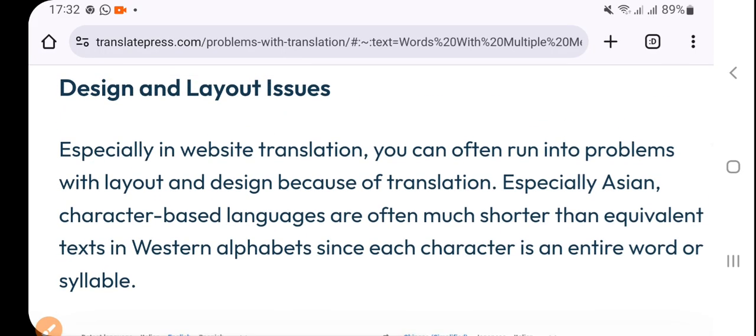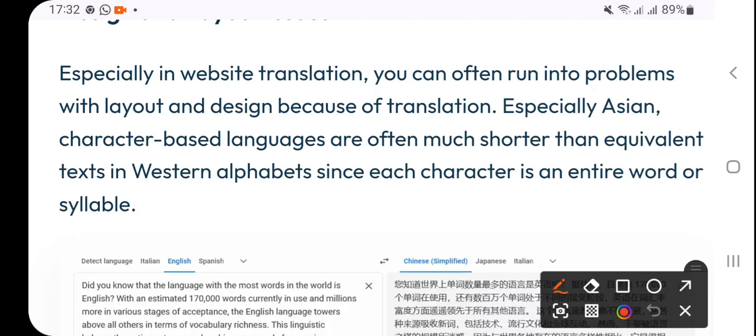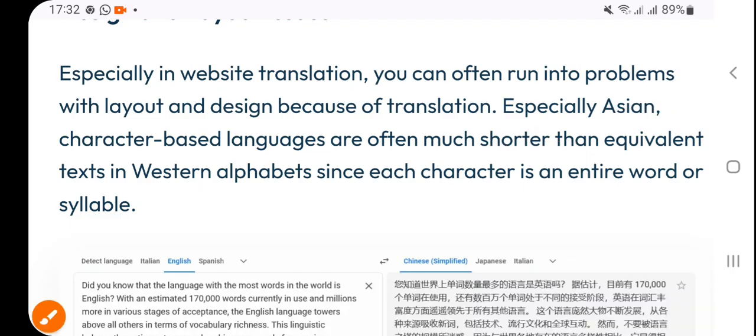In website translation, you can often run into problems with layout and design because of translation. Especially Asian character-based languages are often much shorter, and equivalent text in Western alphabets is bigger. So that is the problem, right?